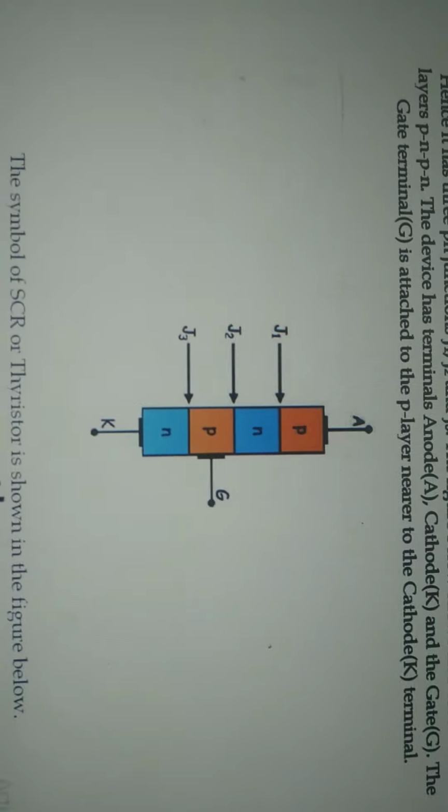We can see the symbol of SCR also. The second diagram indicating the symbol of SCR, and as I said earlier, the SCR is made up of silicon material, and we can show this one in the form of interconnected transistors. We will discuss this two transistor analogy at the end of this video.